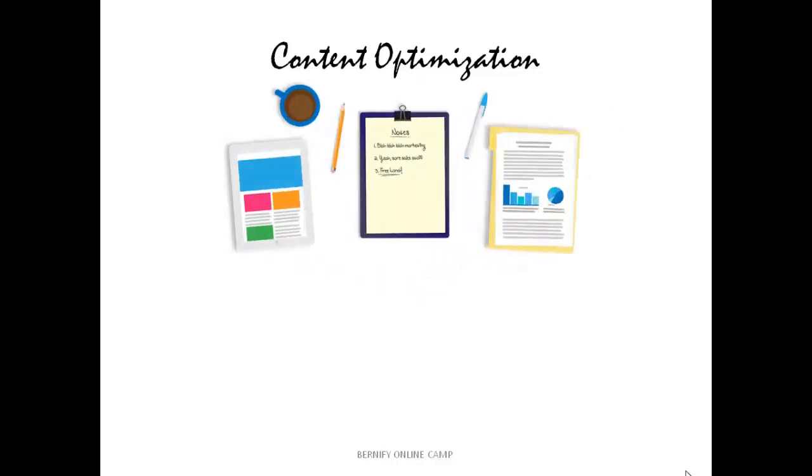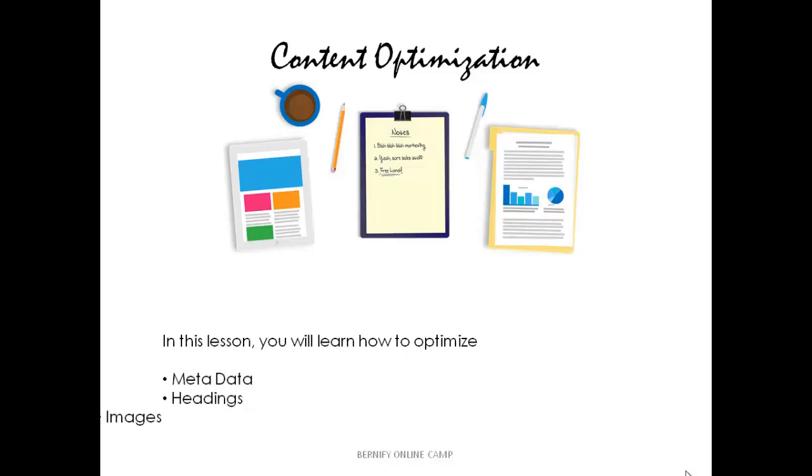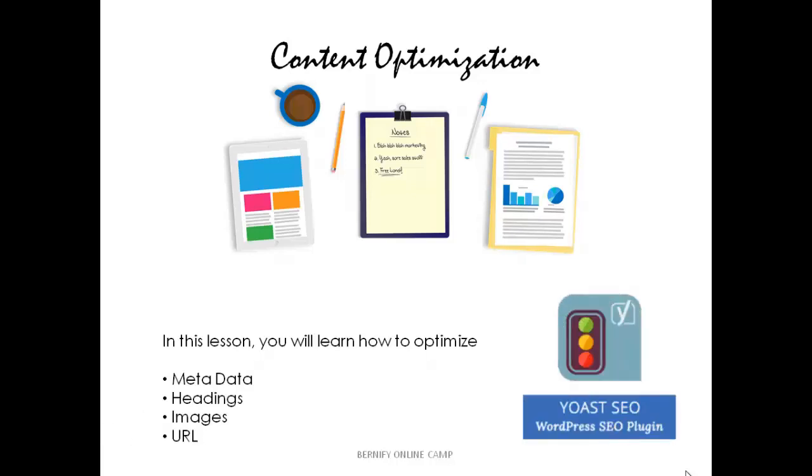In this course, let's focus on content optimization. Having a content to publish is not really enough to rank your website. Why? It's because content needs to be optimized. In this lesson, you will learn how to optimize your metadata, headings, images, and the URL. And we're going to be using a SEO plugin which is called the YOAST SEO.